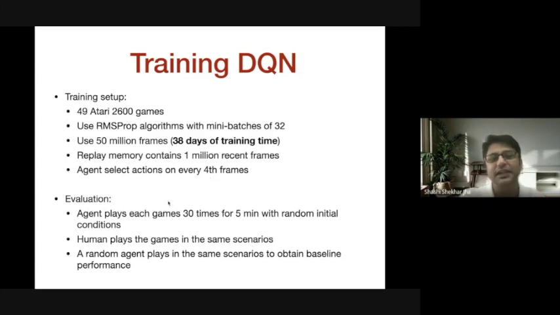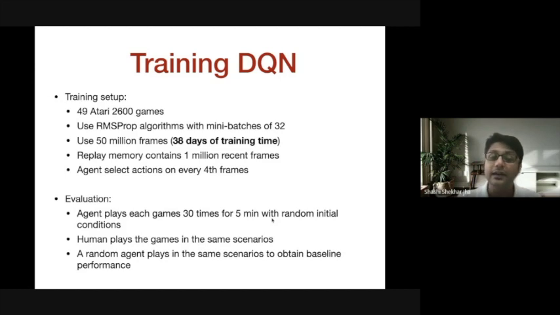They said, agent plays each game 30 times for 5 minutes with random initial condition. So you start the game from any point, and this trained agent, the agent that we have trained now, it will play the game 30 times, like 30 episodes from the same start position for 5 minutes. Okay. A human will also play the same game in the similar scenario. A human who is good at playing those games. Okay, and you're recording these statistics.